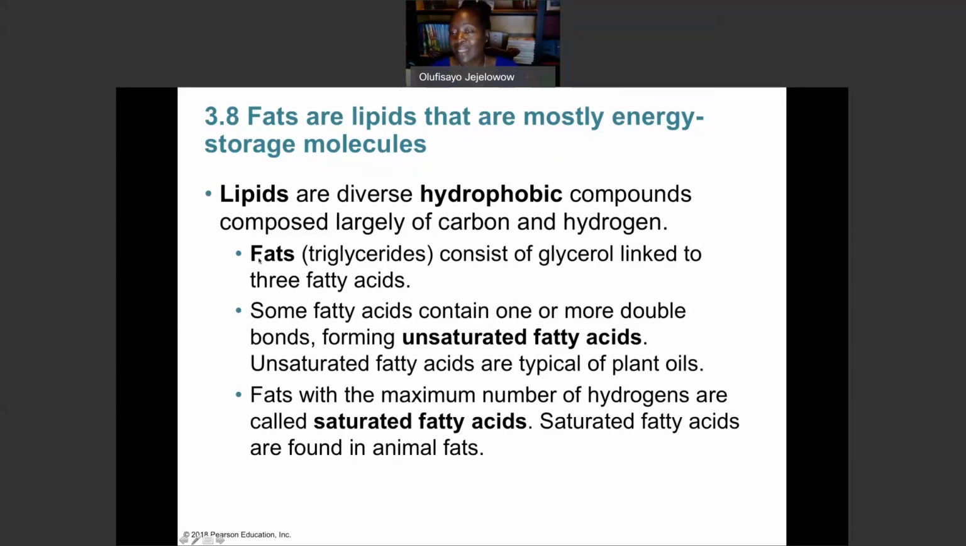Examples include fats. Fats are triglycerides. We call them that because they consist of glycerol. Glycerol has 3 carbon atoms, each with a hydroxyl group. In fatty acids, the hydroxyl groups are replaced with organic acids, with the carboxylic acid. Some fatty acids have double bonds in them and they are referred to as unsaturated fatty acids. Unsaturated fatty acids are common in plant oils. They tend to be fluid at room temperature and tend to be a part of a healthy diet.